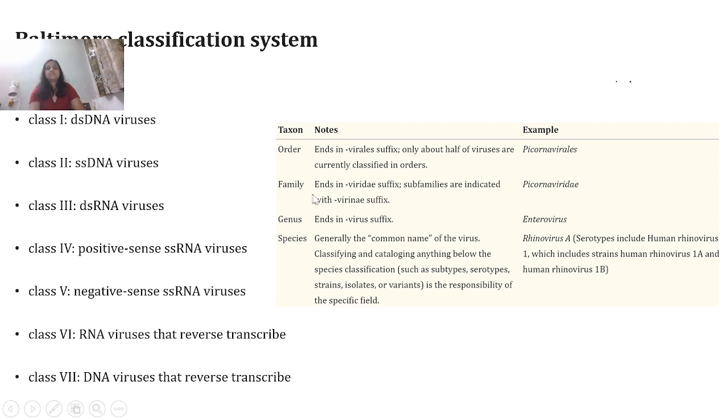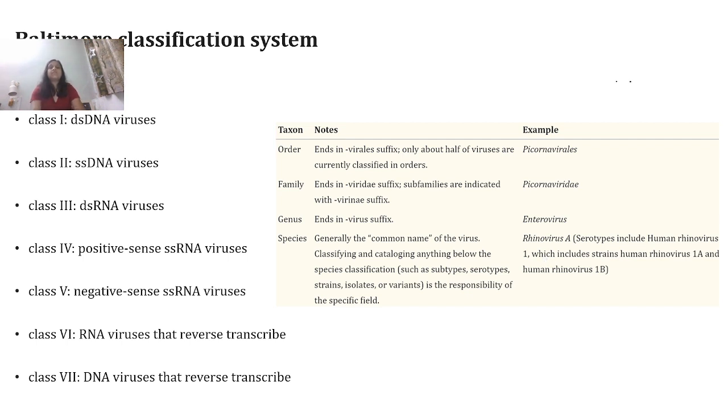Then comes family, which ends in the -viridae suffix. Subfamilies are indicated with the -virinae suffix. For example, Picornaviridae. Genus also ends in the -virus suffix. For example, Enterovirus. Species means the common name. Examples include Rhinovirus A. So you can see Picornavirales is the order, Picornaviridae is the family, and Picornavirus can be the genus, and obviously also the species, depending on the type.